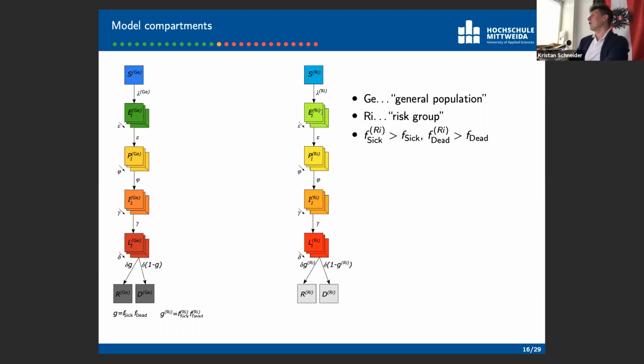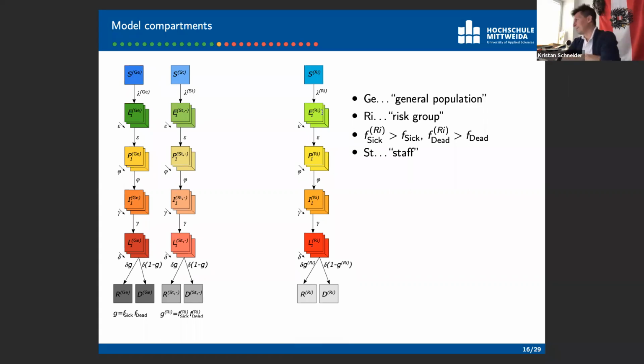Okay, and then we also have the staff. And the staff are those that are interacting mostly with the risk group. Now for the staff, we essentially have the same. Only the staff, well, they behave pretty much like the general population. Well, I mean, after all, they're still in their years of employment, so everything's good with them.